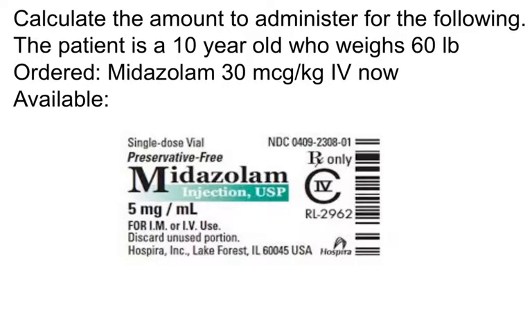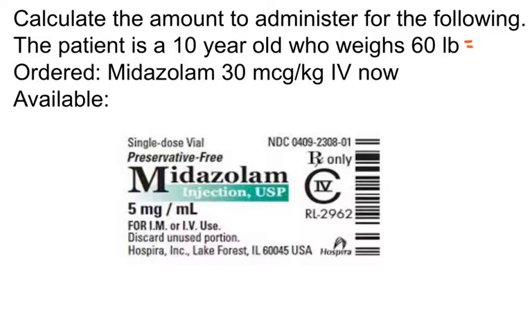Okay, just a couple left. So you're going to calculate the amount to administer, and you have a 10-year-old patient who weighs 60 pounds, and he's getting 30 micrograms per kilogram, and they give you a label. So, you see where it says per kilogram, so the first thing I'm going to do is change his pounds to kilograms.